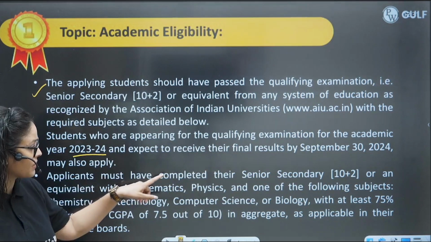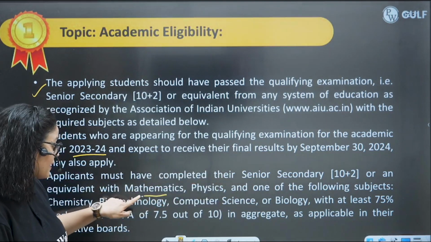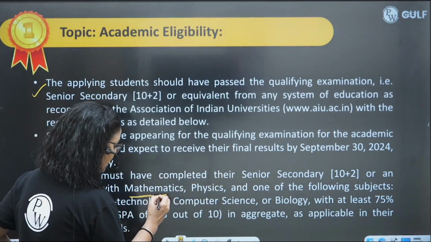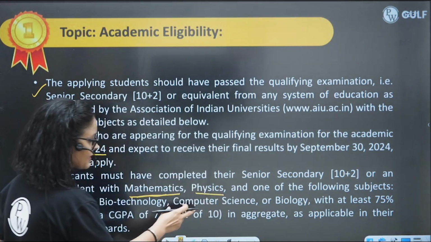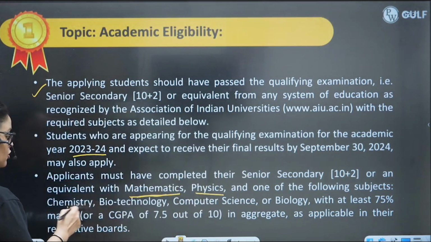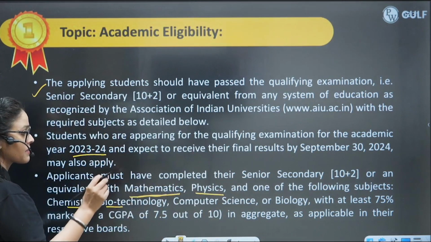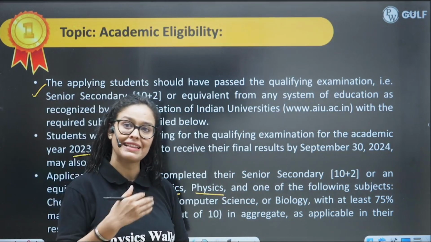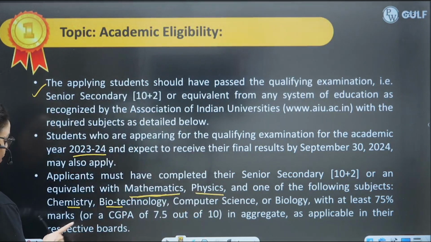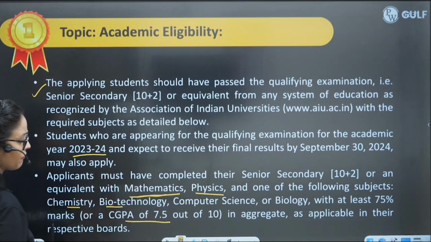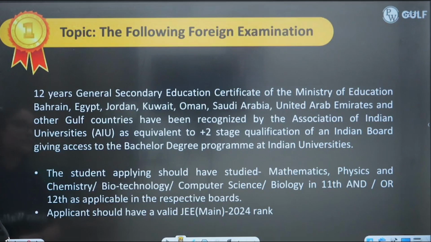Applicants must have completed their senior secondary 10+2 or equivalent with mathematics. So you should have these subjects in your boards, in your certificate course: physics and one of the following subjects: chemistry, biotechnology, computer science, or biology. So mathematics and physics are compulsory along with any of these subjects, with at least 75% marks, or CGPA 7.5 out of 10, in aggregate as applicable in their respective boards.